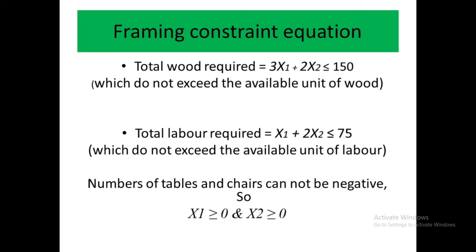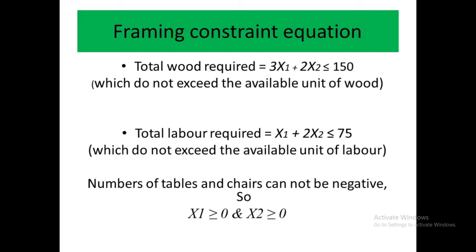The total wood required for producing the table and the chair is 3x1 + 2x2 ≤ 150, because the total availability of wood in the industry is 150 units. From this, I can utilize 3 units of wood for producing a table and 2 units of wood for a chair, so I frame the equation as 3x1 + 2x2 ≤ 150, because I can't utilize more than 150 units, as my industry has only 150 units.